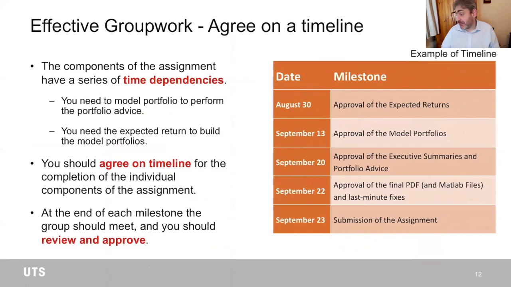This is just a suggestion, okay? By August 30, you should be done with the expected returns. By September 13, you should be done with the efficient frontier, okay, etc., etc. I will not enforce this. This is just an example, to give you more or less an idea of where your group should be, okay? If you arrive at September 20 and you still don't have the expected returns, I think you are in trouble, okay? Just saying.